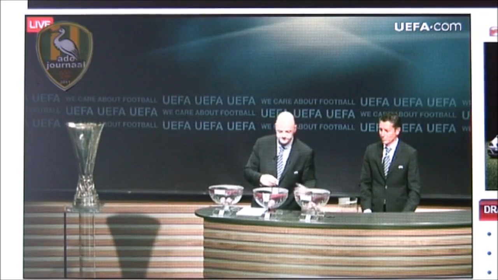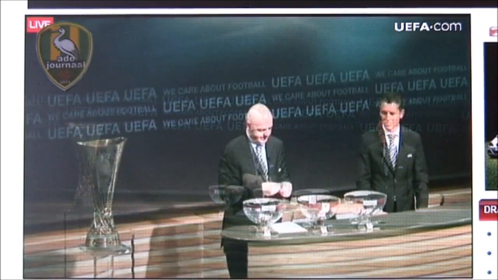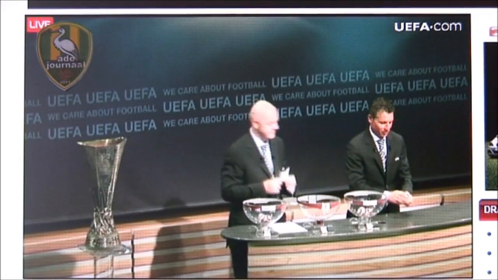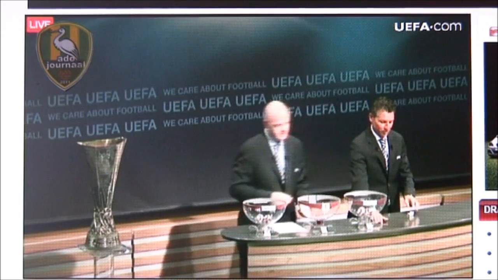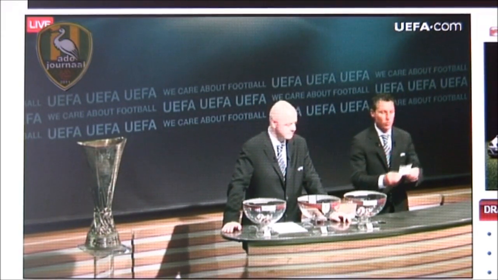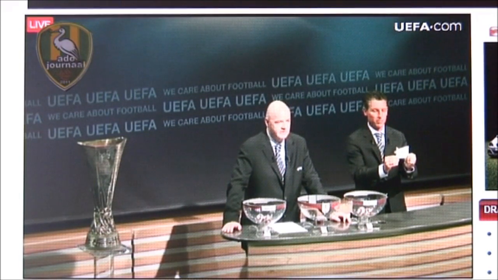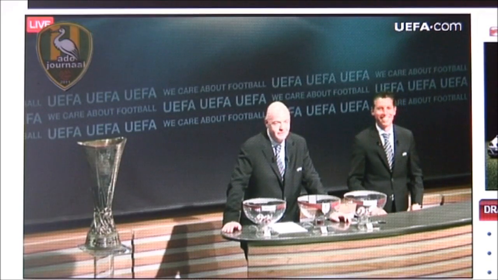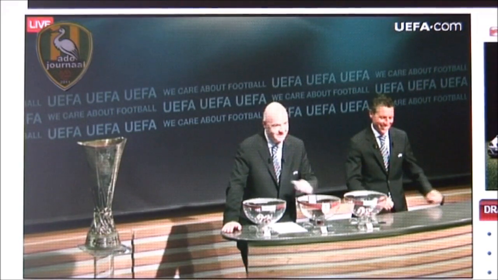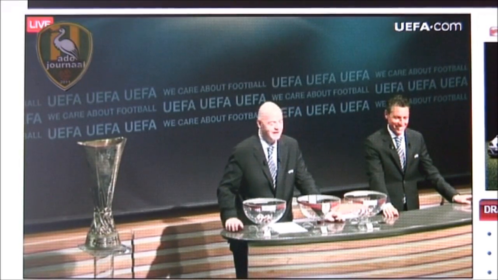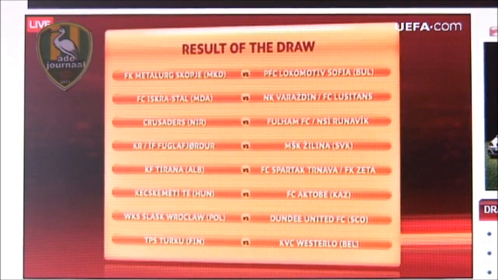With the next one, which is number 6. They will play against position number 5. 6 against 5. There are some people already very happy. But let's see the confirmation, because you never know. 6 against 5 means Metallurg Skopje versus Lokomotiv Sofia.